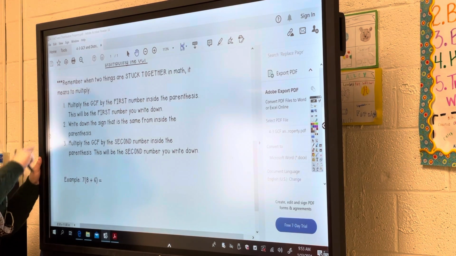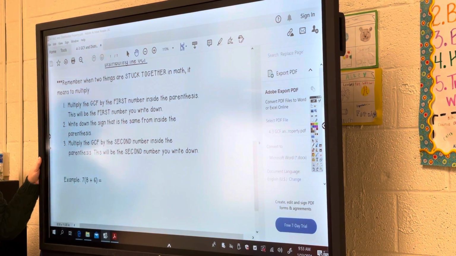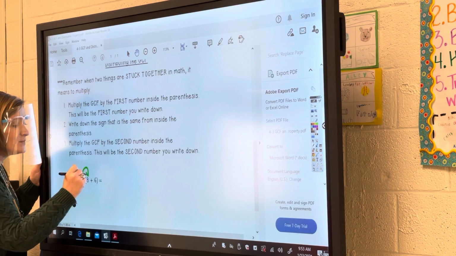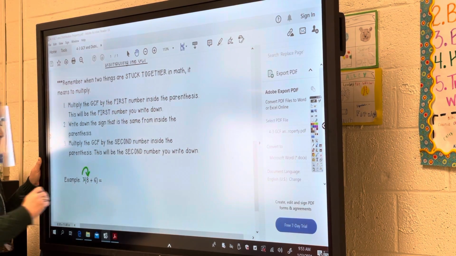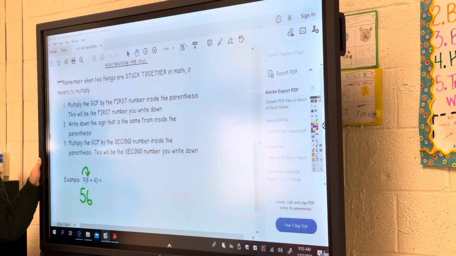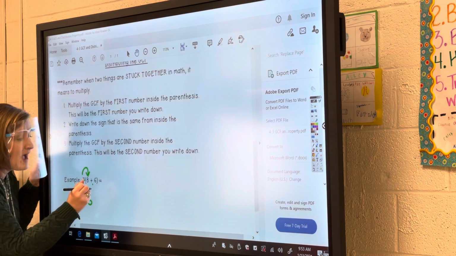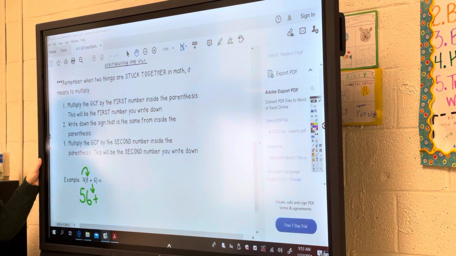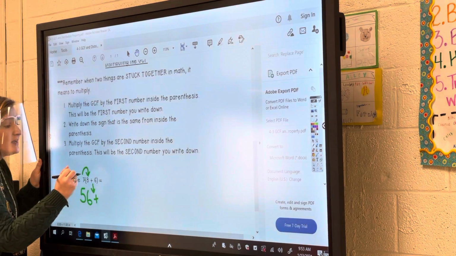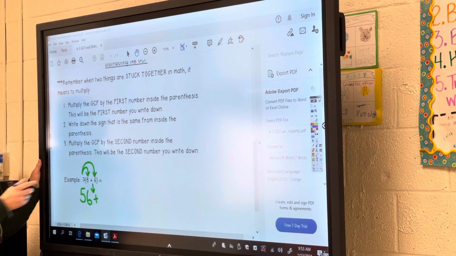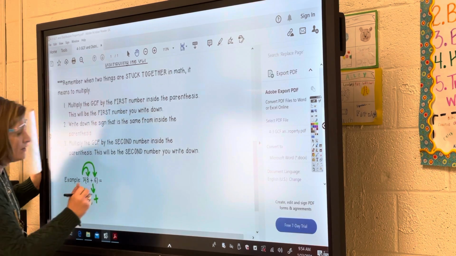All we have to do is give out the number. Because remember, when things are stuck together in math without a symbol, what symbol is right here between the 7 and the parentheses? Multiplication. But we have to give it out. So we have 7 times 8 is 56. I'm going to tell y'all for myself, it's easier to write it underneath. Because if I write it underneath, I know all I have to do is bring down that addition sign. Now I'm going to give the 7 to the 6. 7 times 6 is 42.